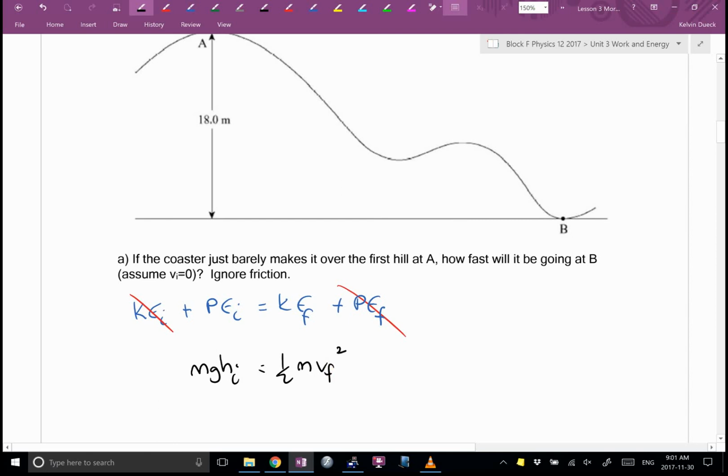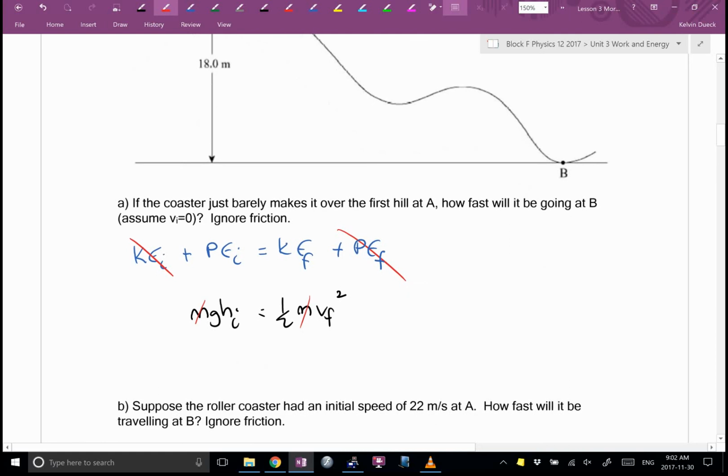I gave you the mass of the roller coaster in the question. Did I need to give you the mass of the roller coaster in the question? How would I get the v by itself? Times by, again, you could divide by a half, but I just think that looks ugly. The 2 in front is much nicer than a 0.5 underneath.